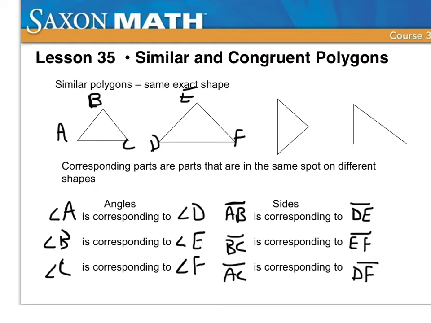Now let's say we name this one G, H, and I. You can tell that this triangle over here is turned. So in this case, angle G would correspond to angle D, and angle H would correspond to angle E. And then this one, which is supposed to say I, would correspond with F. That's what corresponding sides are. If they're facing the same way, they're in the same spot on the different triangles or different shapes. Let's go on to the next slide.